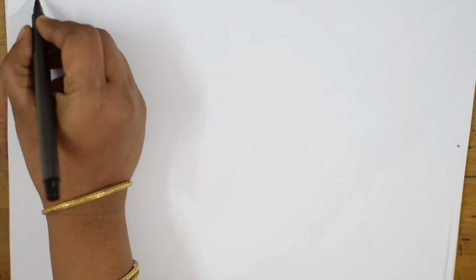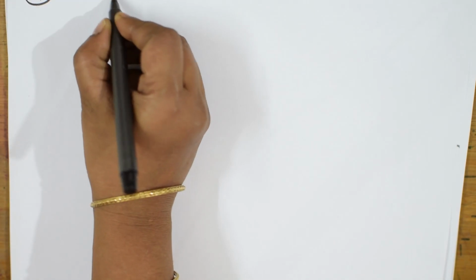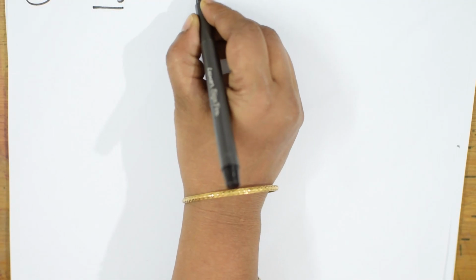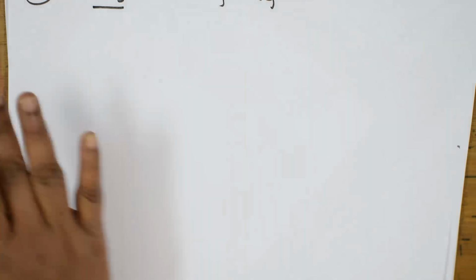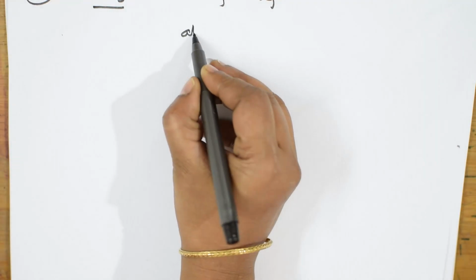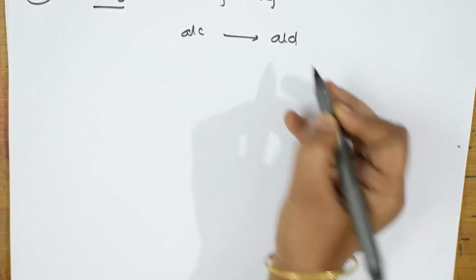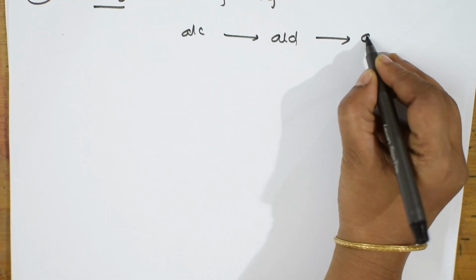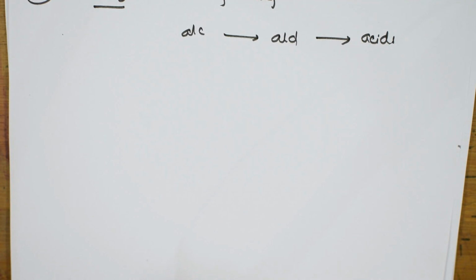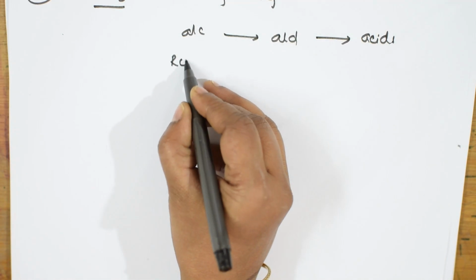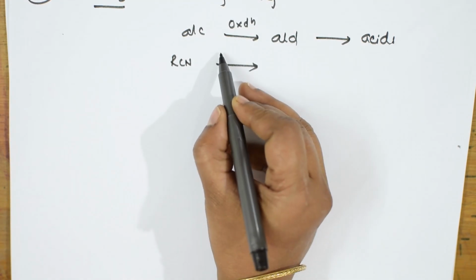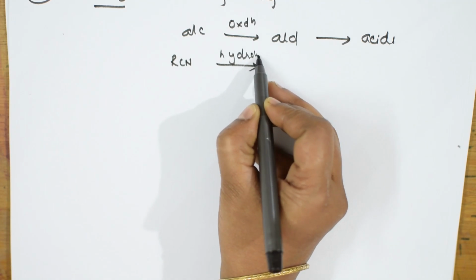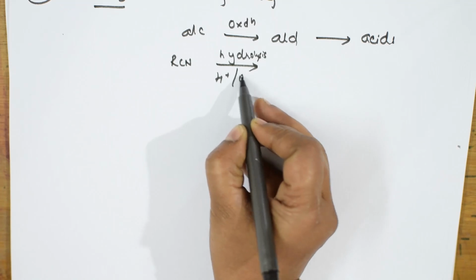Suppose in the paper you have the 18th reagent, CrO3. What is CrO3? Basically, it is an oxidizing agent. What is its role? Always remember the sequence first: alcohols on oxidation are converted to aldehydes, and aldehydes on oxidation are converted to acids. This is the sequence. One more thing I have to say: alkyl nitriles, or cyanides, on hydrolysis in the presence of H+ or OH-.